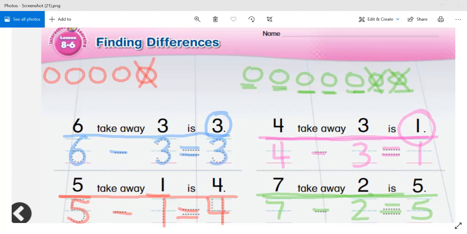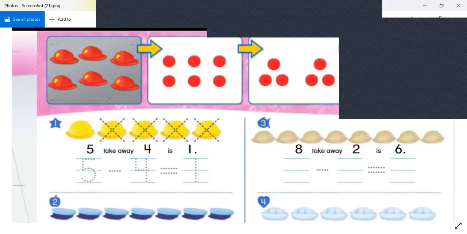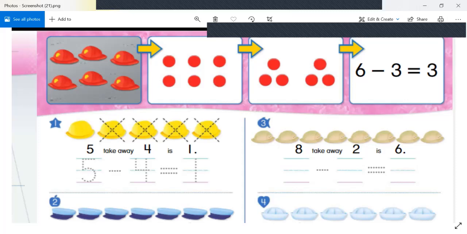All right, let's turn our page over. All right, let's look at our first box here.